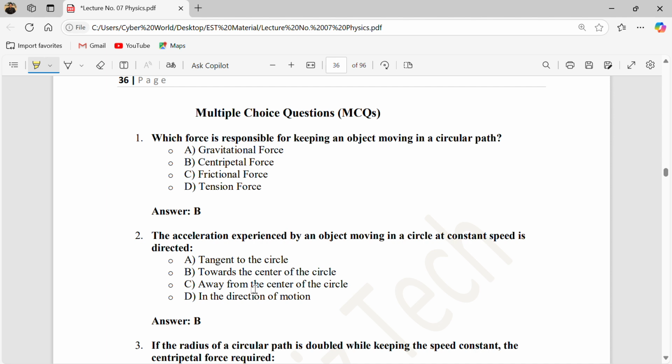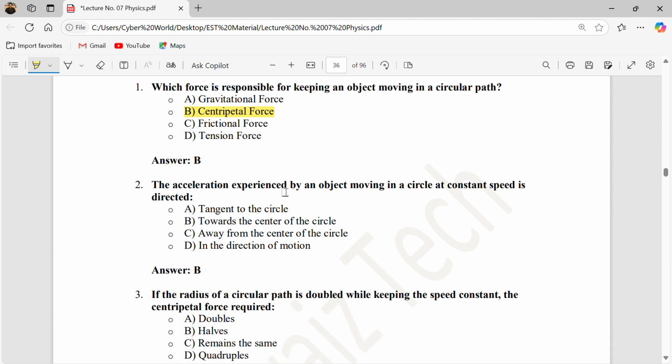So let's look ahead at the numericals, which are the most repeated past ECAT, MDCAT Physics MCQs. Which force is responsible for keeping an object moving in a circular path? Definitely the centripetal force. The acceleration experienced by an object moving in a circle at constant speed is always directed, we know, towards the center of that circle.